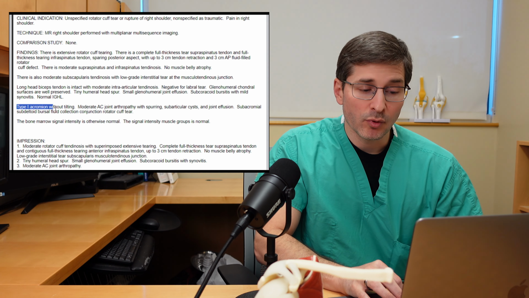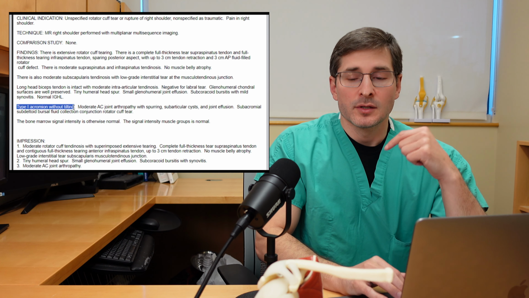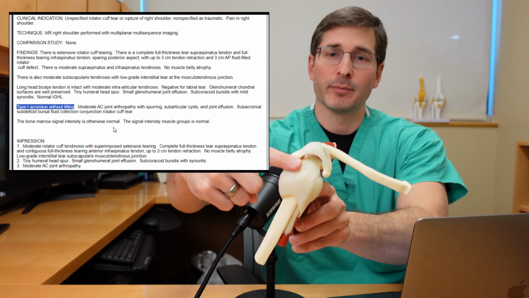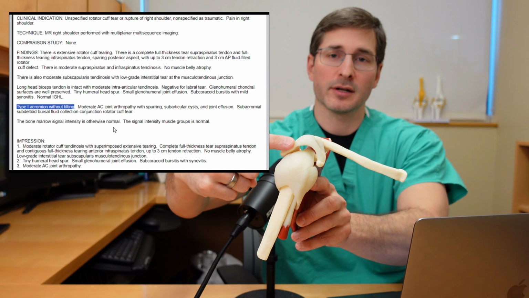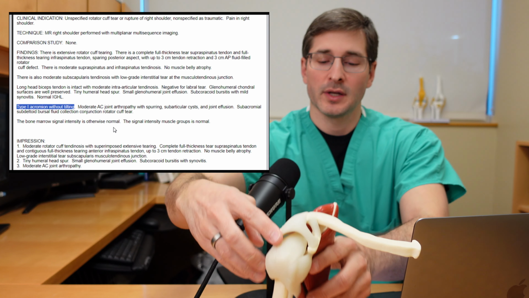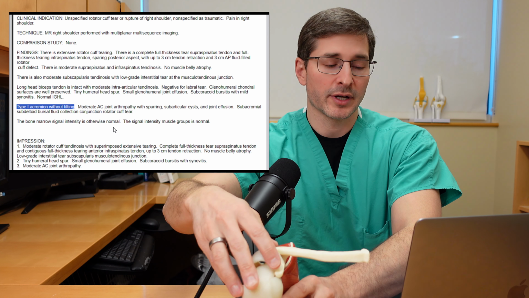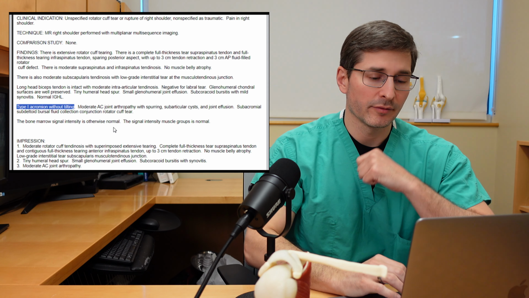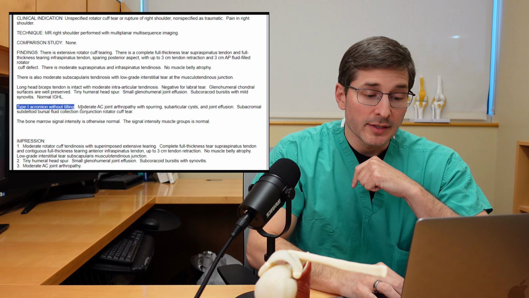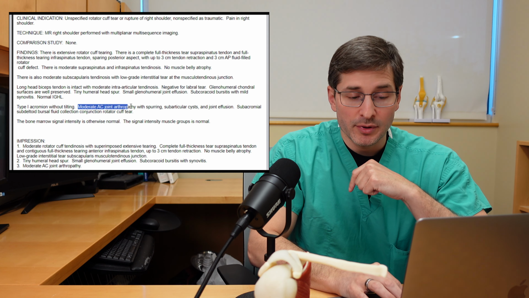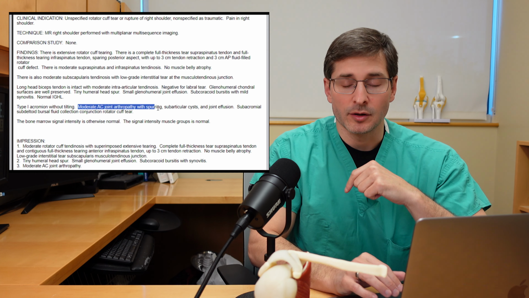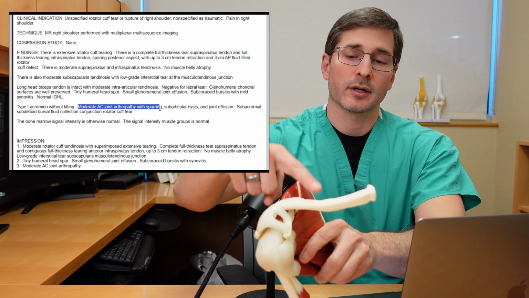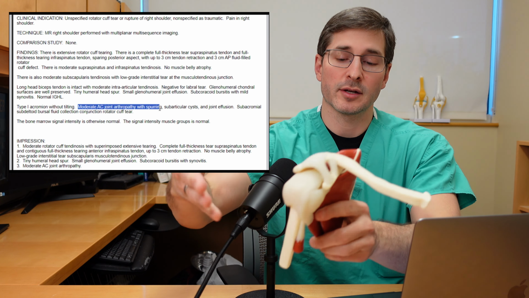Next paragraph, type 1 acromion without tilting. So remember, the acromion is this projection off the shoulder blade, sort of like the roof above the rotator cuff. So the acromion's here, rotator cuff down here, and they're saying this is a type 1 acromion. So again, they're just referring to the actual shape of that roof of the acromion. They see moderate AC joint arthropathy with spurring. So the AC joint, the acromioclavicular joint, that's where the collarbone meets the shoulder blade bone. They see arthritis there.